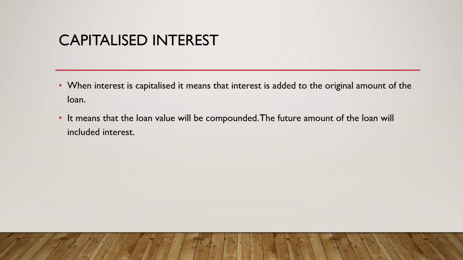Okay, that's what compounding or capitalized interest means. It means it's added to the original value of the loan. Like I told you in this instance, where your original amount of the loan was 10,000 Rand, but you paid interest of 10%, 10% of 10,000 Rand is 1,000 Rand. Next year, when you calculate interest, it means that you're going to calculate interest on the 11,000 Rand and not the 10,000 Rand.